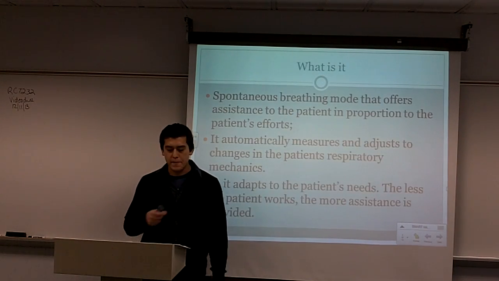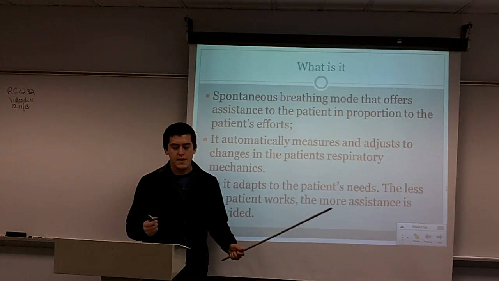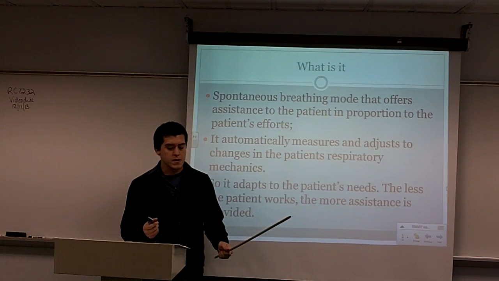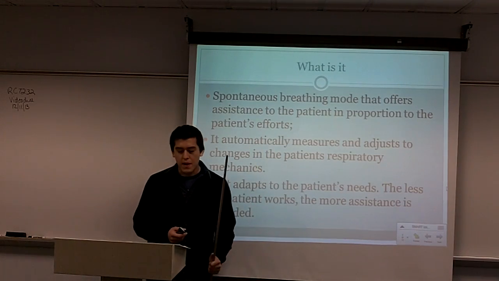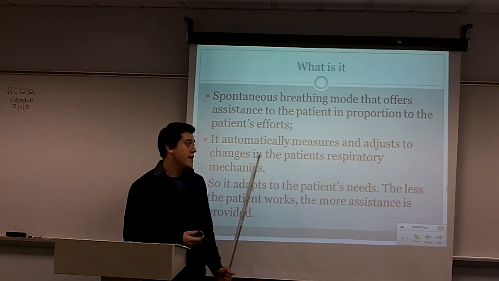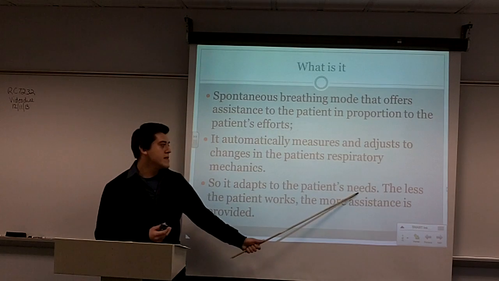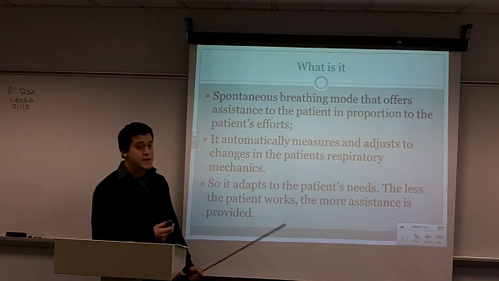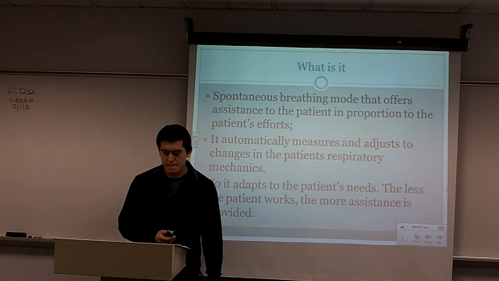So, what is PAV? Well, it's a spontaneous breathing mode that offers assistance to the patient in proportion to how much the patient can inspire. It measures and adjusts to changes in the respiratory mechanics, or the compliance and the resistance. So it adapts to what the patient needs. So the less the patient works, the more assistance is provided by the machine.